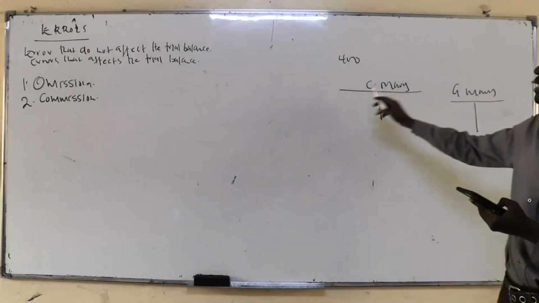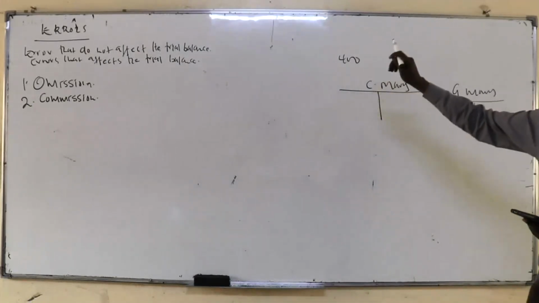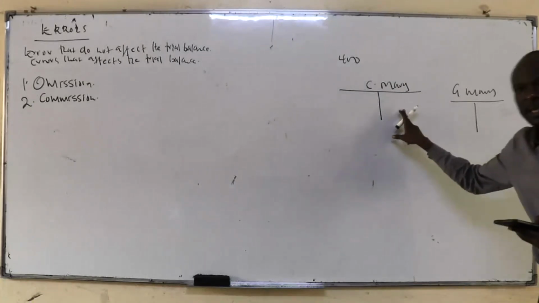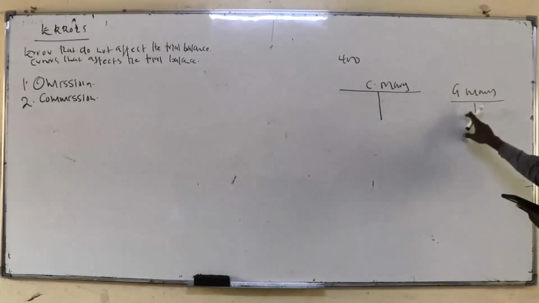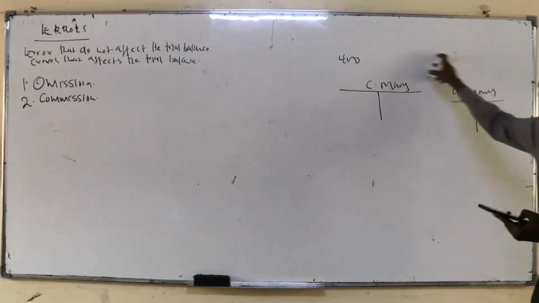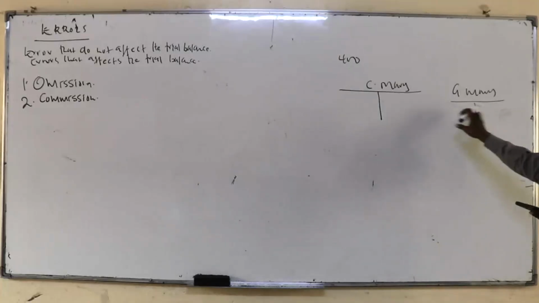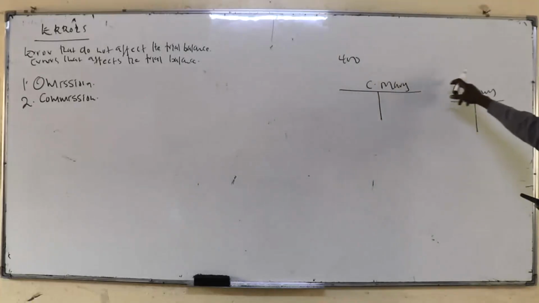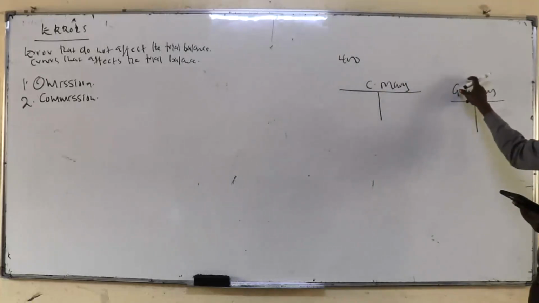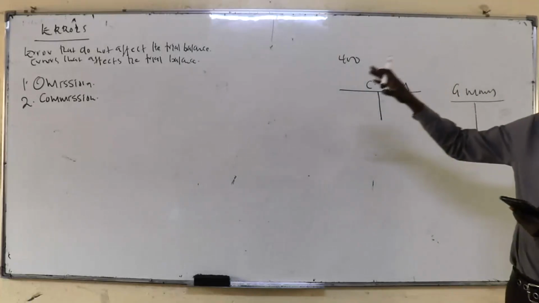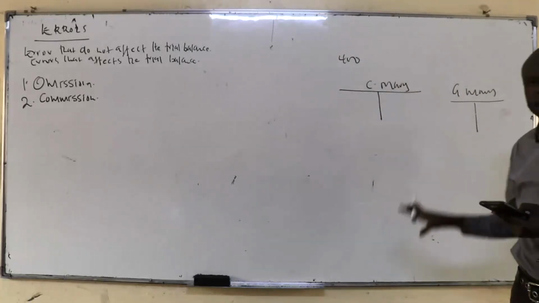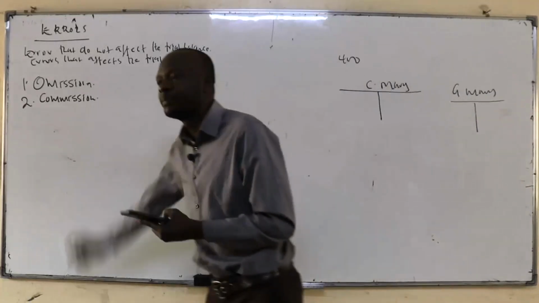So you make sales to C. Mary. Instead of posting to C. Mary's account, you post to G. Mary. So you made sales to C. Mary, but you've not posted to C. Mary's account, but G. Mary's. So the trial balance will still balance. It will not recognize that this one was supposed to have been posted here. So why are we saying that this is the same class? Both of them are debtors, or suppliers, or expenses. So the wrong account of the same class is called error of commission.